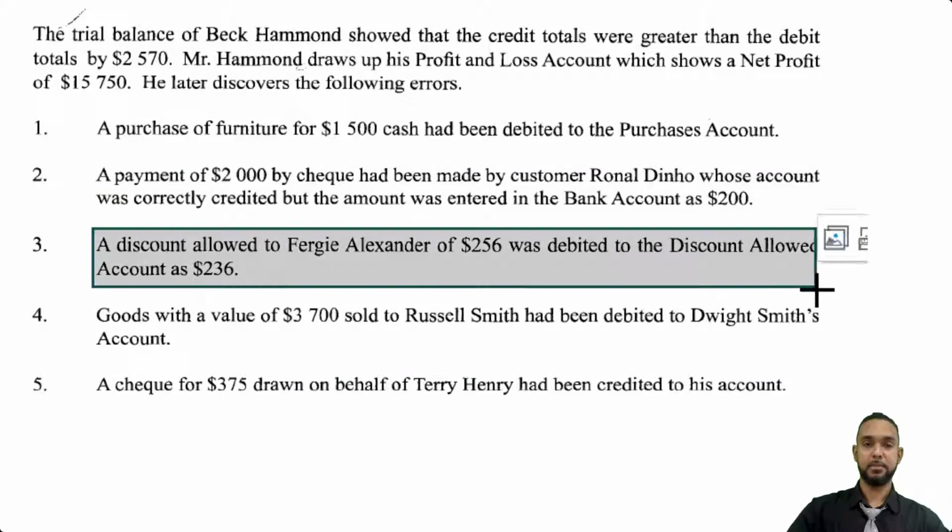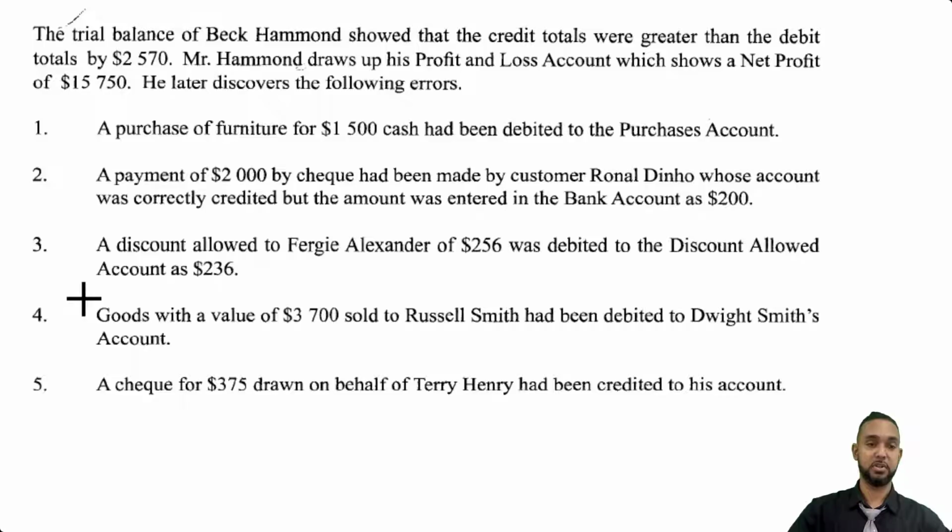Next, the third item says a discount allowed to Fergie Alexander of $256 was debited to the discount allowed account as $236. Oh, okay. So the amount put into that account only was incorrect. That's another suspense account item.